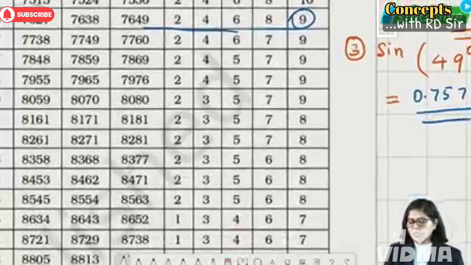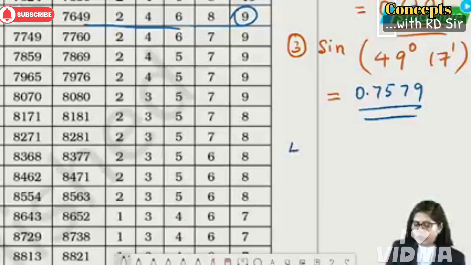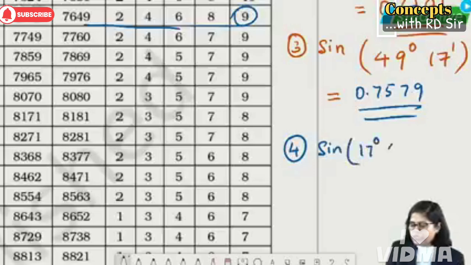Right? Now let us talk about the next one, which is cos. How to see the cos values. So one more type of question, that is, say, sine of, say, 17 degrees 65 minutes.